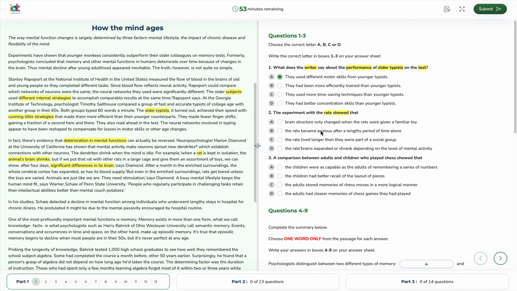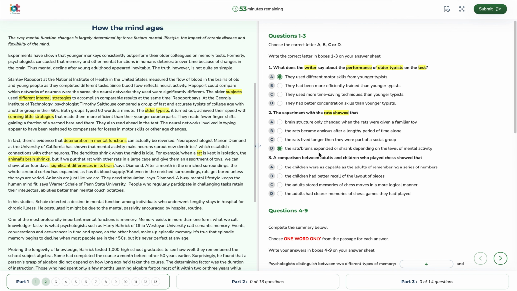Over here, the first option says brain structure only changed when they were given a familiar toy. No, they said when they are isolated it shrinks, and when they are put in a group and given an assortment of toys, it expands. So option A is incorrect. The next one says the rats become anxious after a lengthy period alone. It's not that; their brain shrinks. They don't get anxiety. And nothing is said about the rats living longer or less. But option D will be correct.